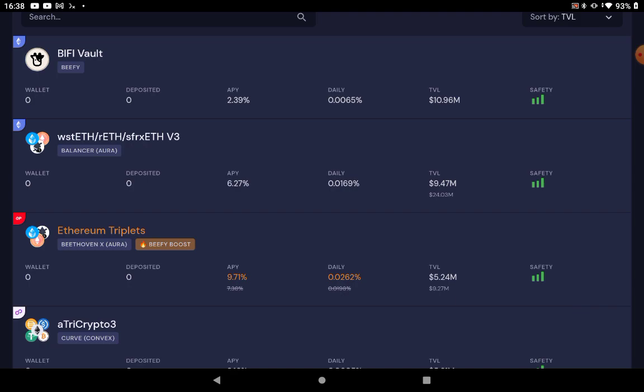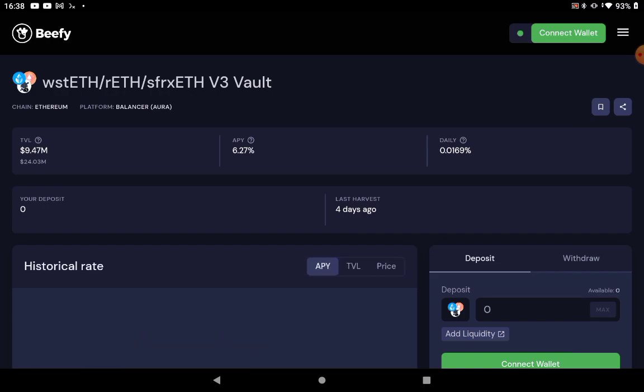And then what you can do is, for example, let's go on this one. It's on the Ethereum chain and the platform is Balancer. So if you find this pool appealing, if it's something that interests you, but you don't want to deal with Beefy, you can go on Balancer on Ethereum, find the pool manually, invest manually, boom, there you go. And you're using Beefy as a tool to find liquidity pools for you.